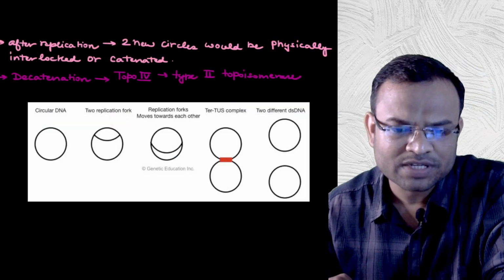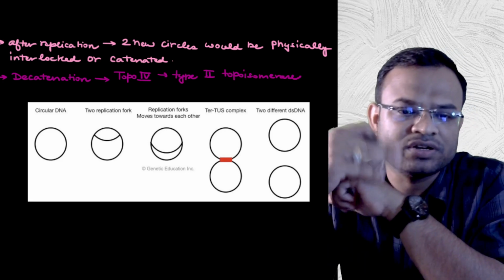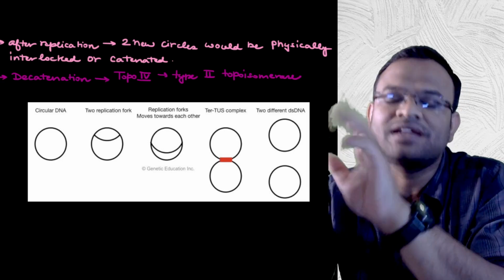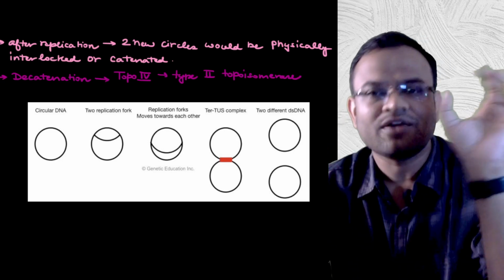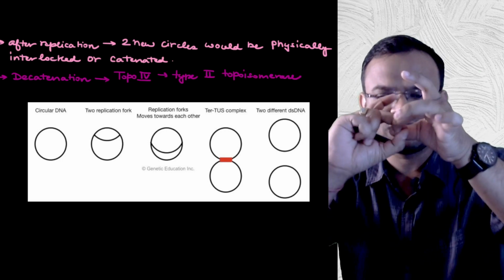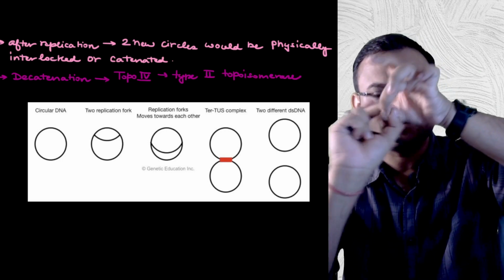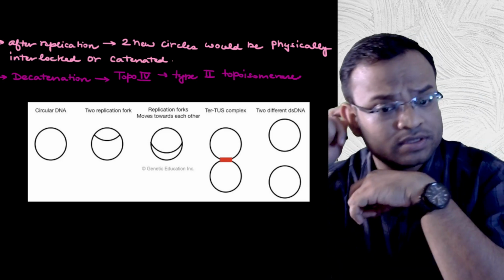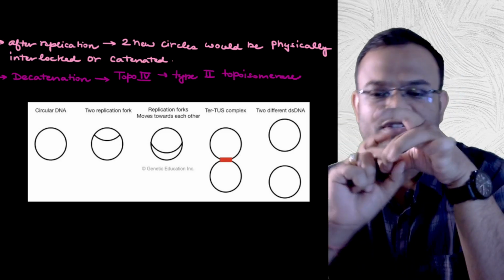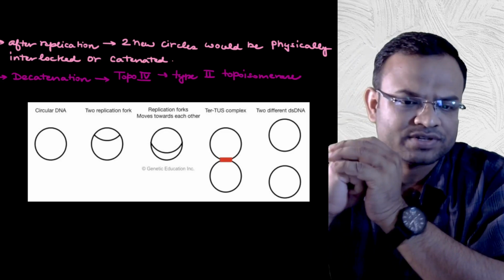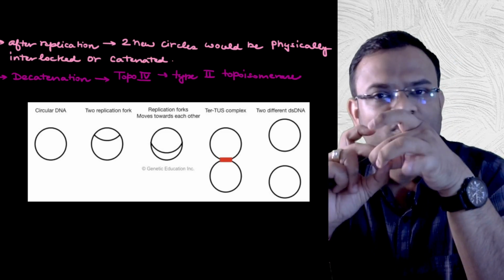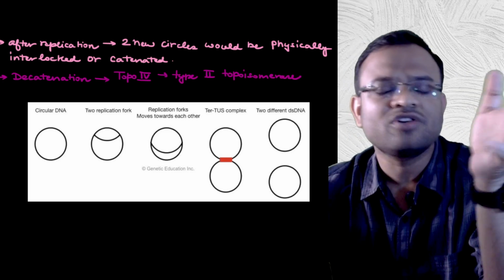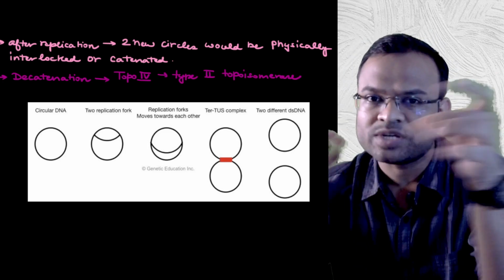So in the next slide, you can see the first point is after replication, two new circles would be physically interlocked or catenated. This is what I was talking about. After the replication takes place, both the DNA strands would be fixed like this. They are stuck like this. Okay, so this is called as catenated structures. Now you want to separate both of these strands, right? Because if you do not separate both of these strands, then they will not be able to work properly.